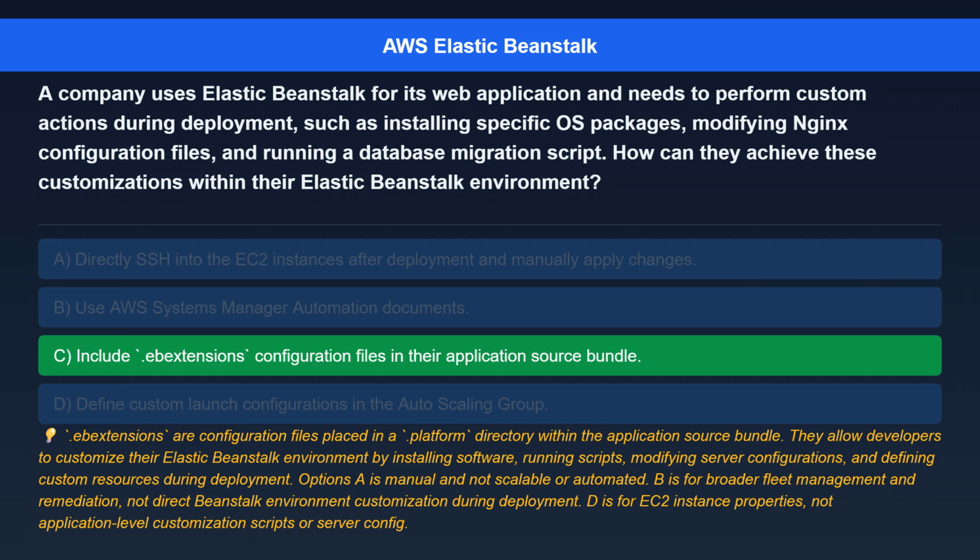resources during deployment. Option A is manual and not scalable or automated. B is for broader fleet management and remediation, not direct Beanstalk environment customization during deployment. D is for EC2 instance properties, not application-level customization scripts or server config.